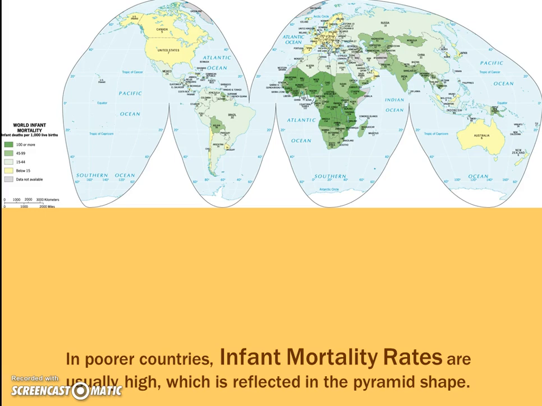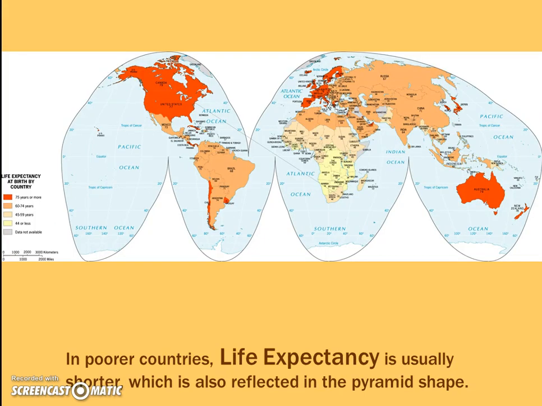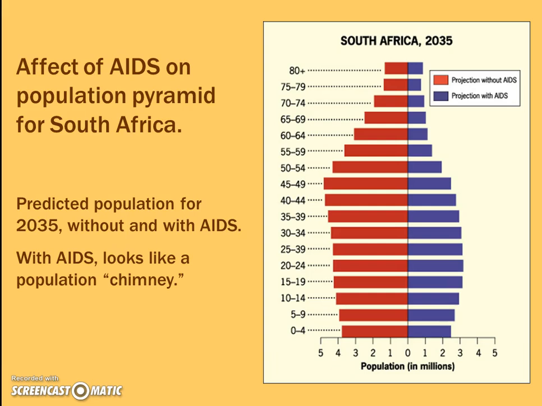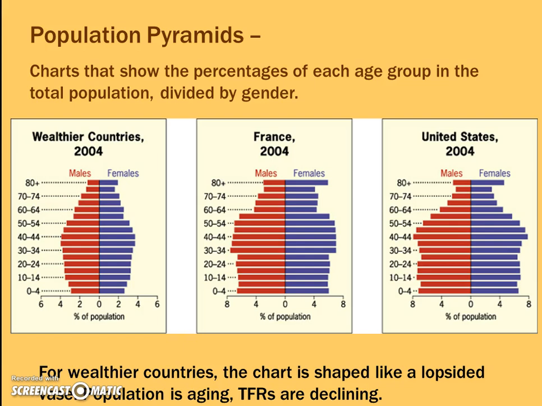Infant mortality rates have a huge role to play in population pyramids. Life expectancy has a role to play. AIDS has changed the way population pyramids look as well. Remember this idea that really it's sort of a chimney looking thing because nobody really lives past a certain age, and that's because of the HIV cases and AIDS.